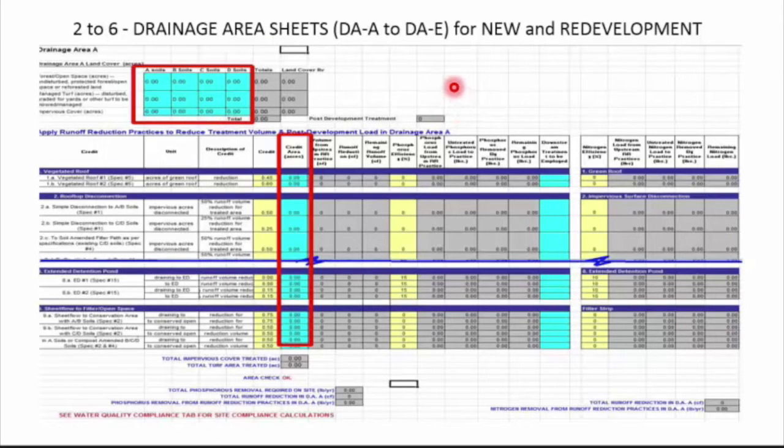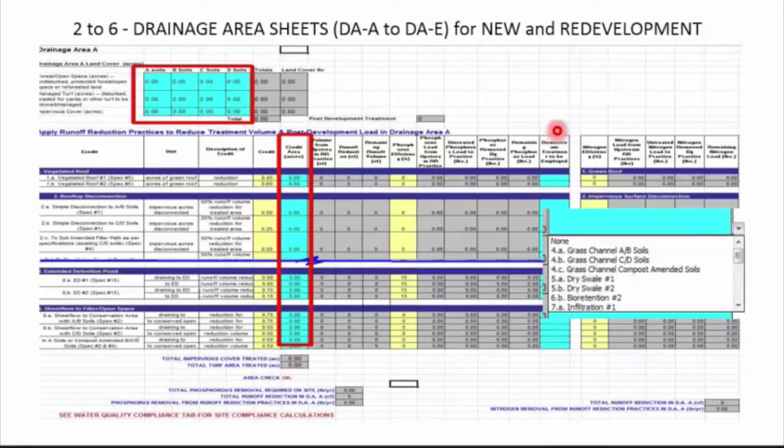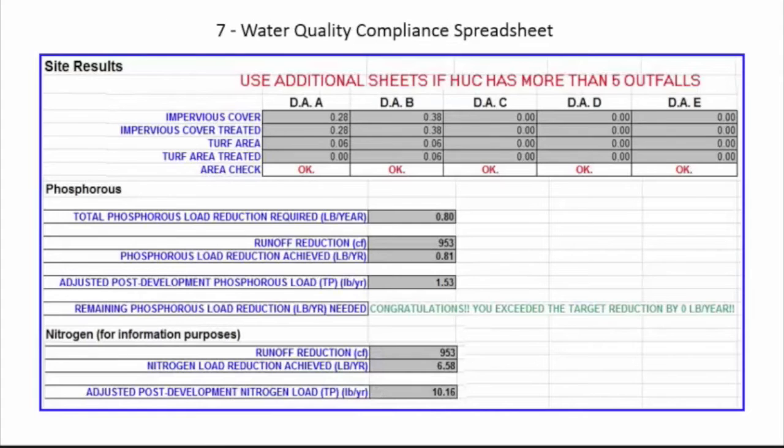Sheets 2 through 6 give the drainage area for each outfall, and any BMP that is provided in the column here shows the BMP credit areas. And for BMPs that are part of a treatment train, there's a column which will identify the downstream facility. Sheet number 7 is the water quality compliance sheet. It will tell you whether the water quality requirements are satisfied as a result of the BMPs included in the sheet.